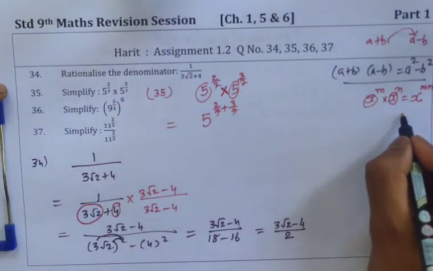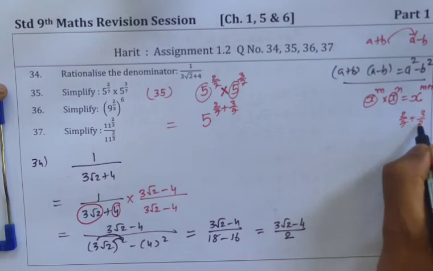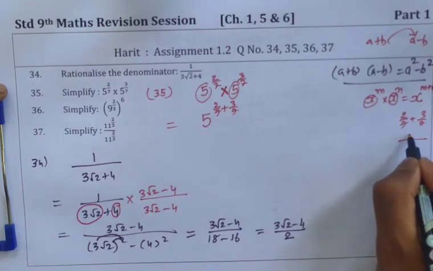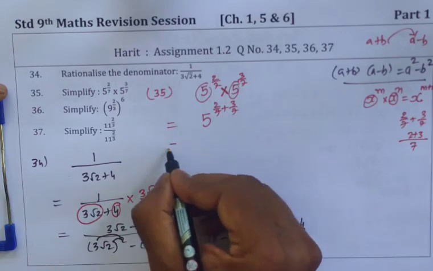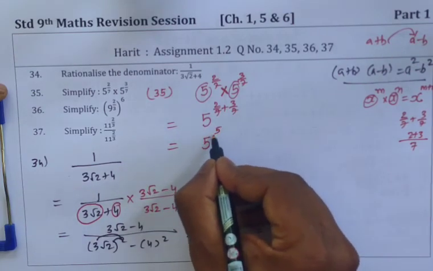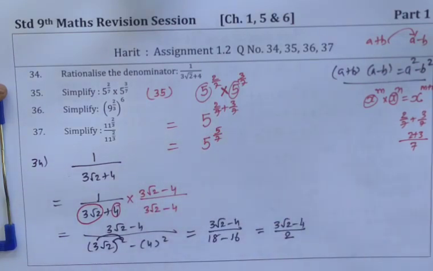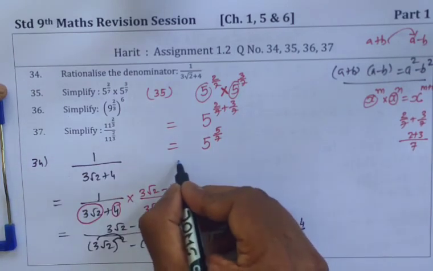Alright, 5 raised to 2 upon 7 plus 3 upon 7. ये तो अच्छा है, साइड पे कर दो. 2 upon 7 plus 3 upon 7. Like denominator, so 7, 2 plus 3, that is 5. So 5 raised to 5 upon 7. That is the simplified form. Okay. Moving to the next one.